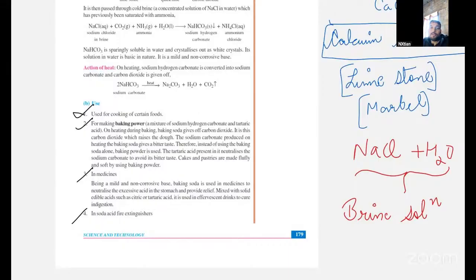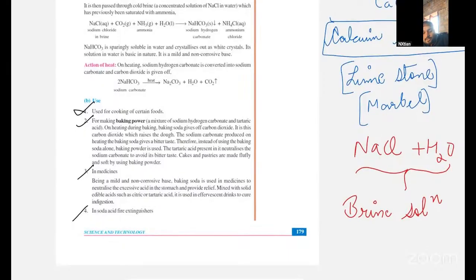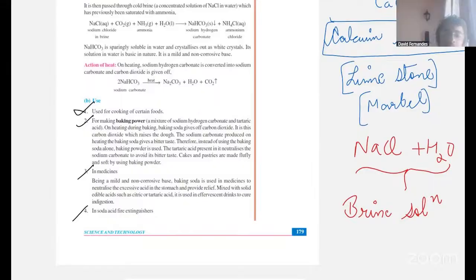Now, in soda acid fire extinguisher, also it is used. Why do we use it? I will ask this question of David. Why do we use soda acid fire extinguisher? Because it increases O2 and fire needs oxygen to. How? Repeat the question again, say a little loudly. I'm asking why baking soda is used in soda acid fire extinguisher.